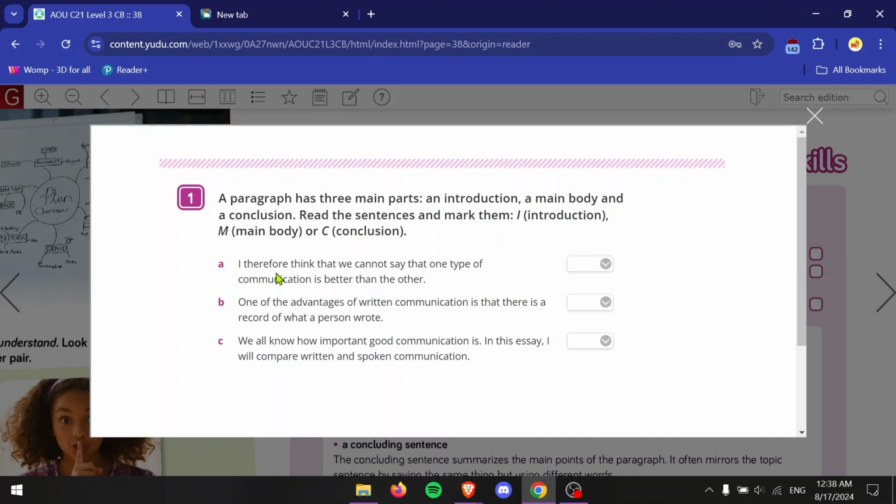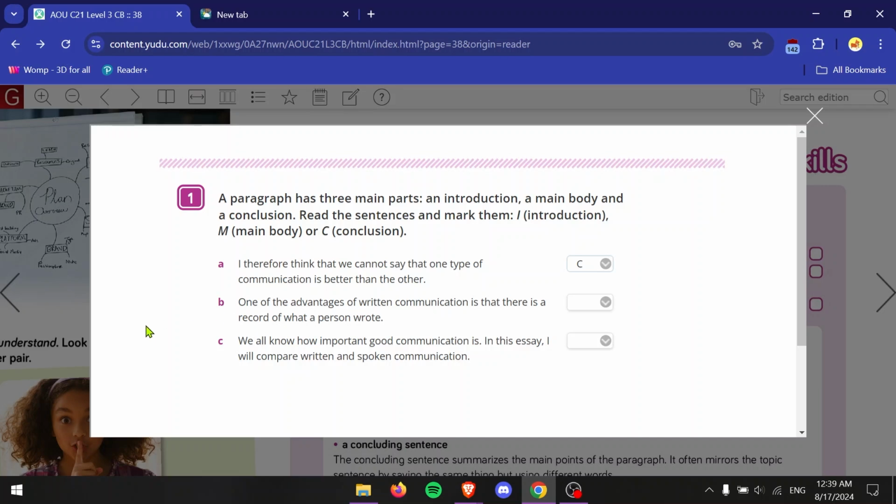I therefore think that we cannot say that one type of communication is better than the other. What do you guys think? That is correct. This is the conclusion. We're concluding, or the writer is concluding. I therefore think that we cannot say that one type of communication is better than the other.